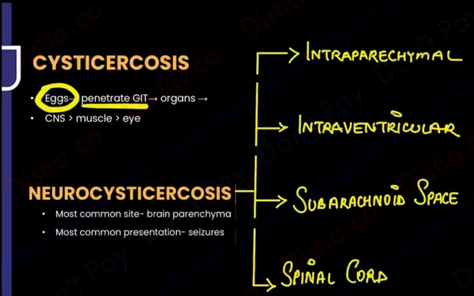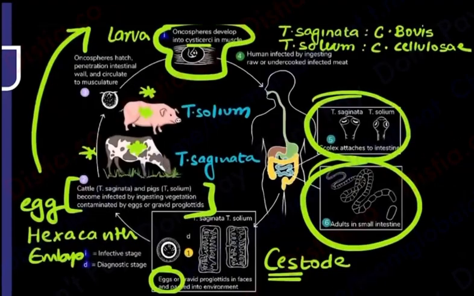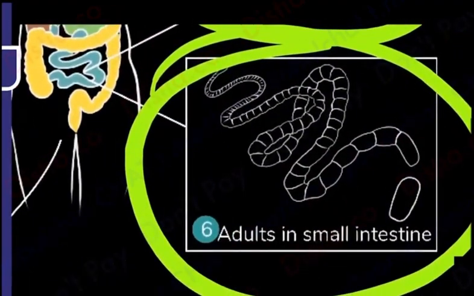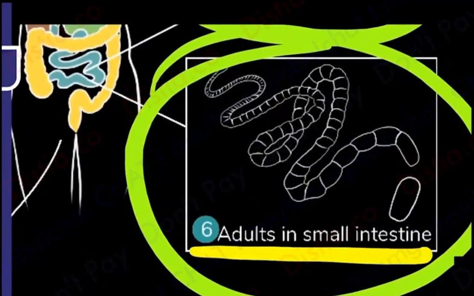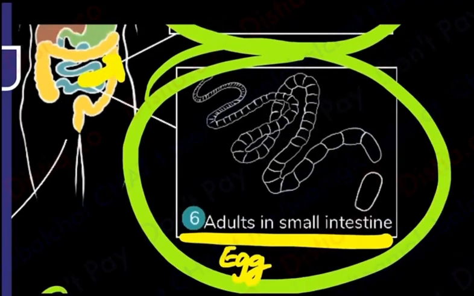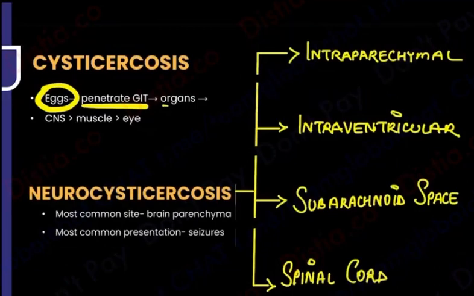So what will happen? The eggs go into the GI tract. I'll take you back to the life cycle. See, where did you see the adult worms? Can you see the adult worms over here in the small intestine? Imagine they laid eggs. Where are eggs supposed to move out? Eggs are supposed to move out in the stool, but the eggs decided we will penetrate into the GI tract and then go to different organs, CNS, muscle, eye, and so on.